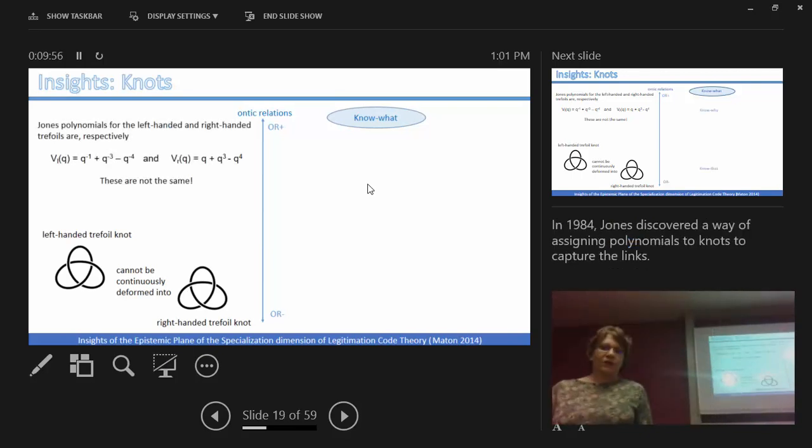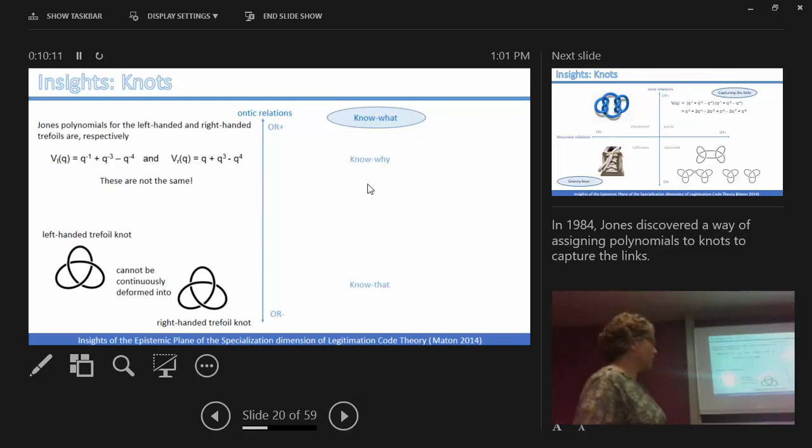However, if you go to mathematics, you can look at the polynomials that capture these links over here, and without a doubt one can see that those two polynomials are definitely not the same. So we've moved here from knowing that something is the case to actually knowing why it is the case, using more mathematical reasoning.